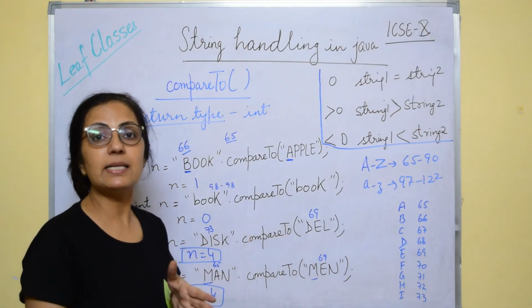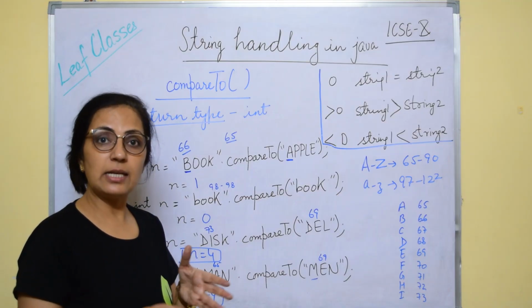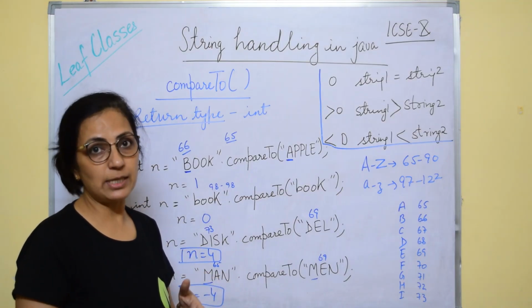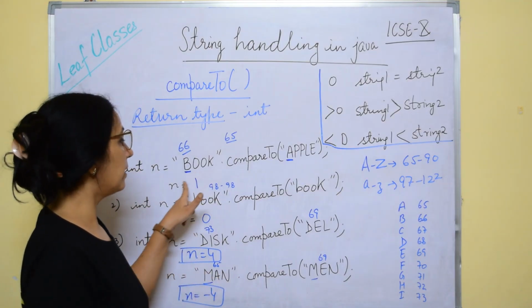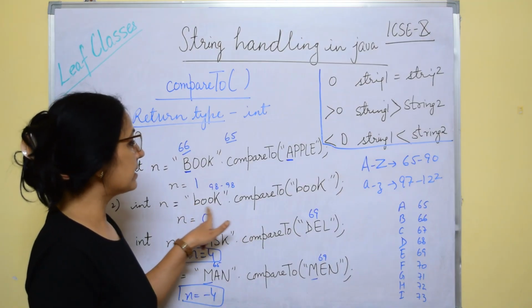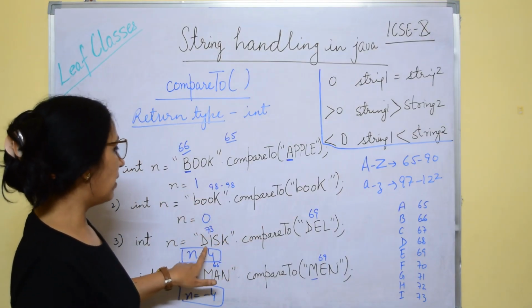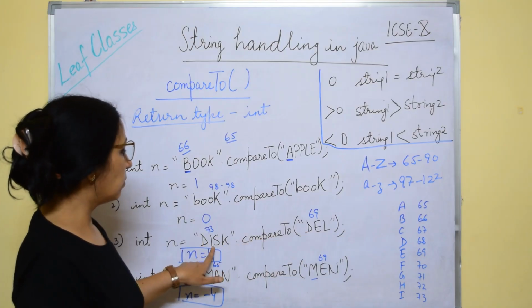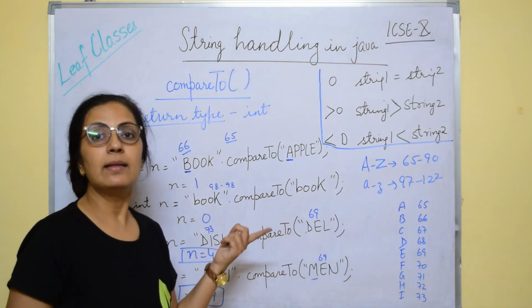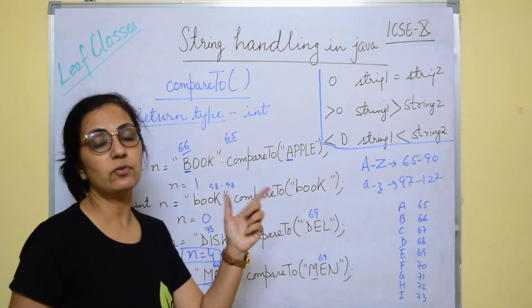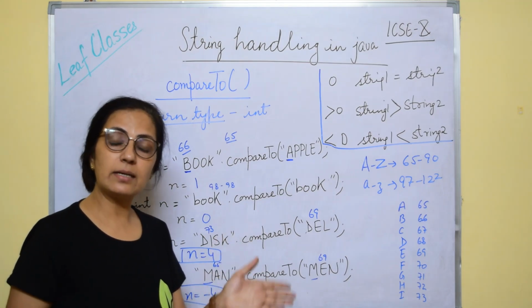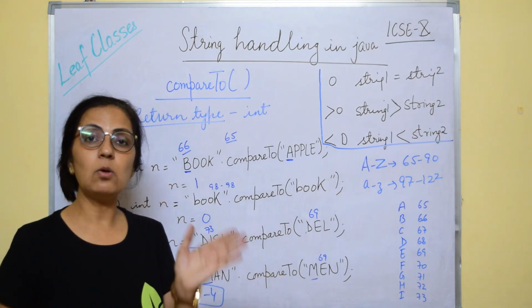It repeats the same thing until it does not get any mismatch character. So here all characters are the same, so the answer is 0. Here, the first is the same, then it moves to the second one. In case the second is also the same, then it will move to the third character. So like this it will continue always.